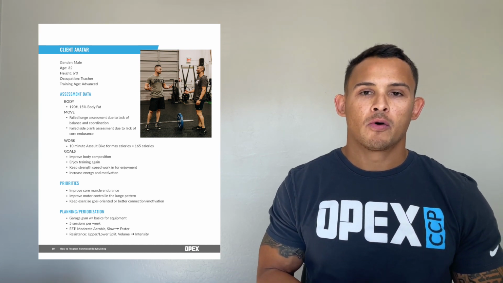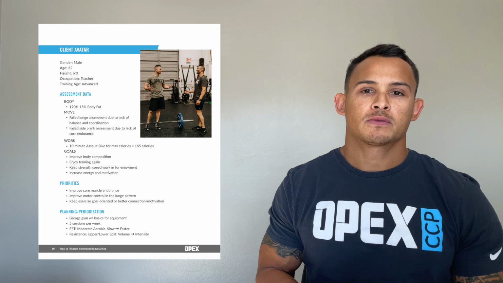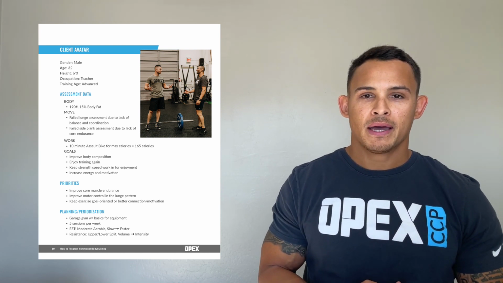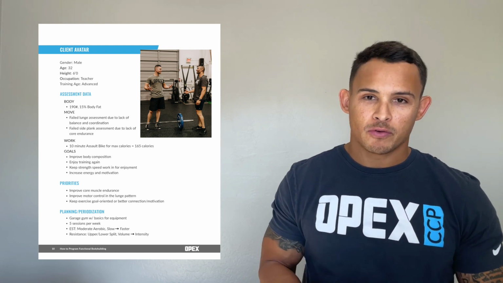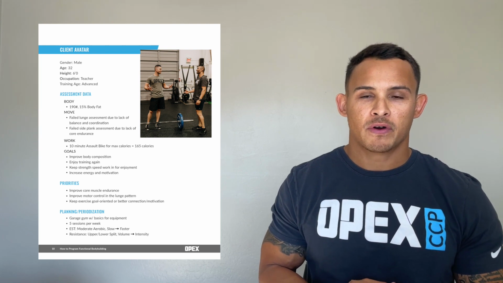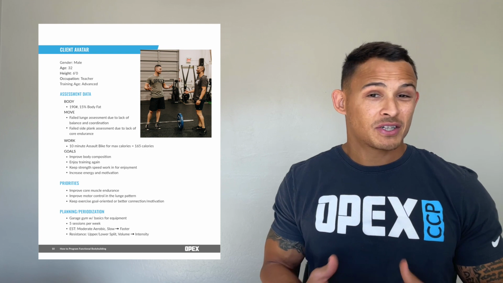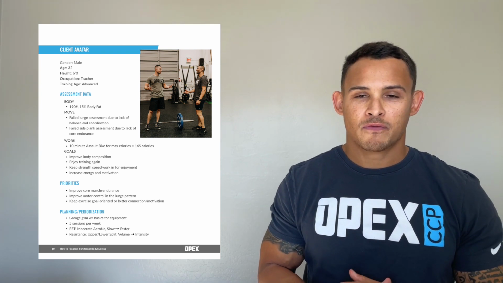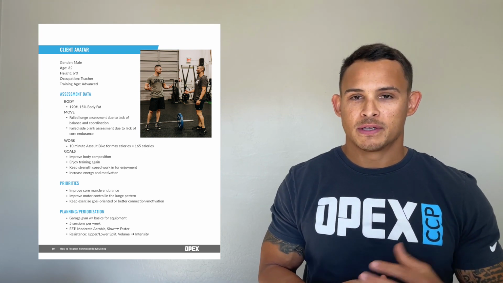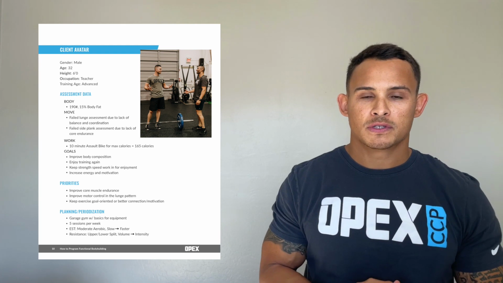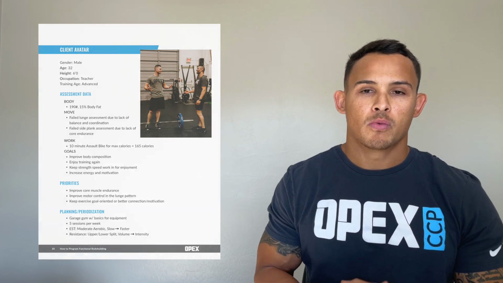And then finally, OPEX work. So for OPEX work, we're putting our clients on an assault bike and we're saying accumulate as many calories as you can in a 10-minute time frame. And he came in at 165 calories, so that's actually pretty good. That's pretty good for his background, that's pretty good for his age, weight, and so on and so forth. So he's able to produce work.